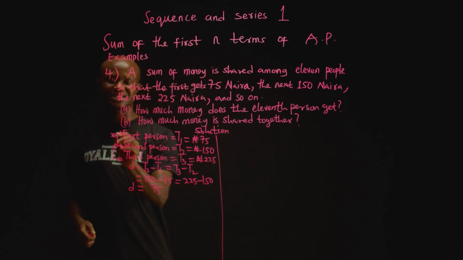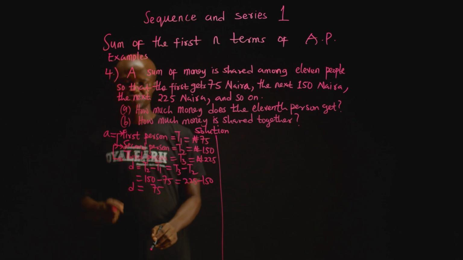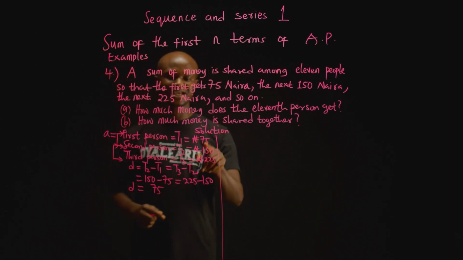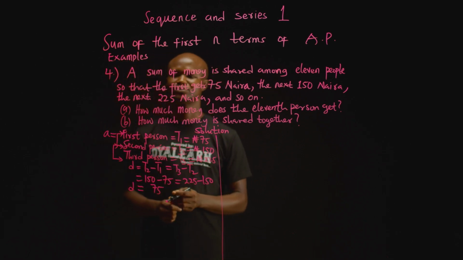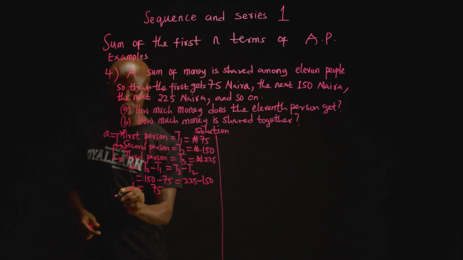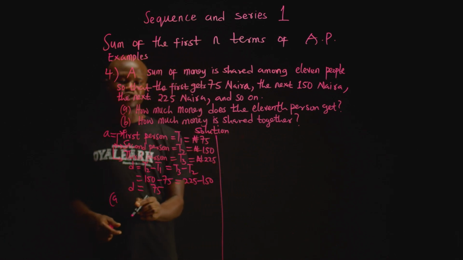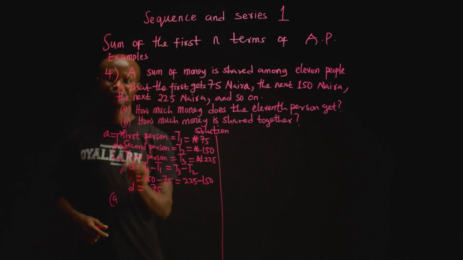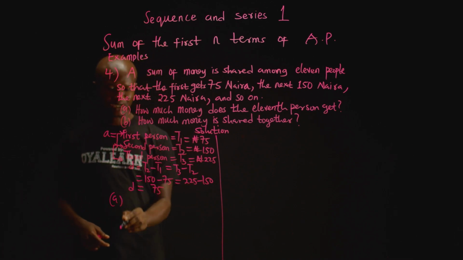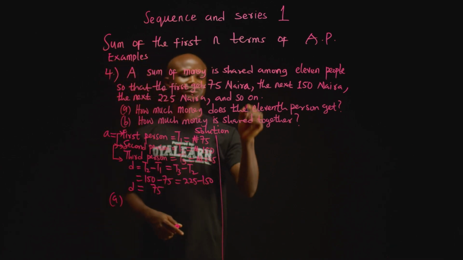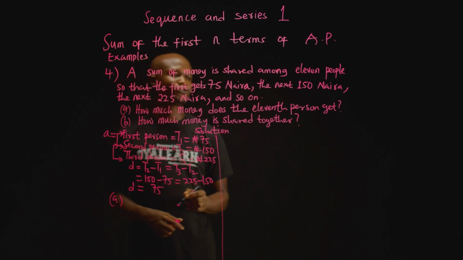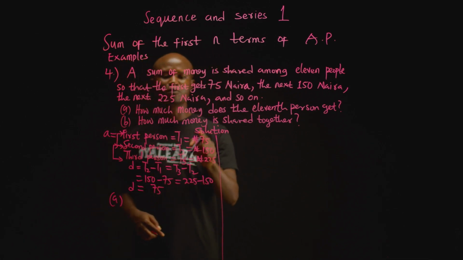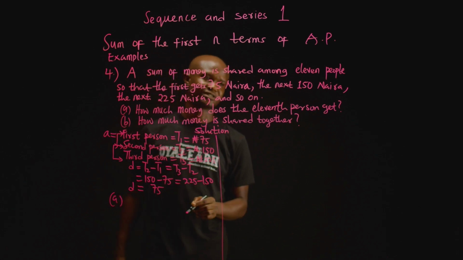So now, what's our first term? The first term represents the first person, don't forget. So that is A, and A is 75 also. Now, we want to find the amount for the 11th person. That is, how much money does the 11th person get?